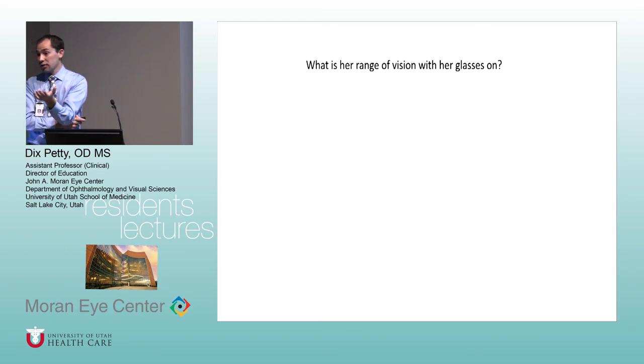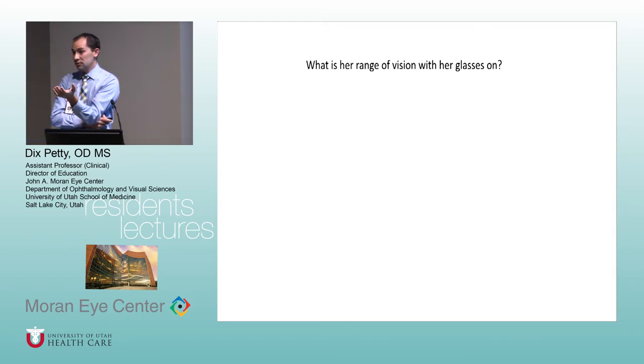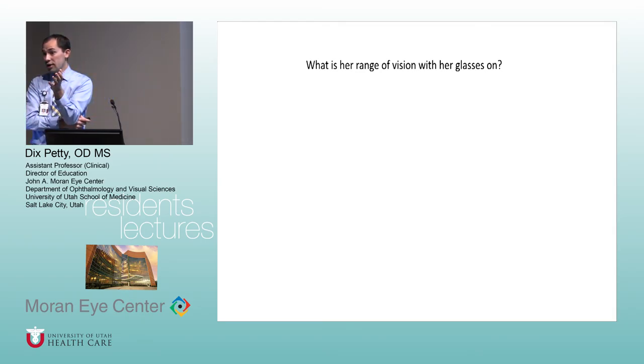What is the range of vision with her glasses on, though? So she goes from 5 centimeters to, so what? With her glasses on, she's fully corrected now. So what's her far point now? Infinity. When she's corrected, she can actually see all the way to infinity, theoretically, without cataracts and all that.